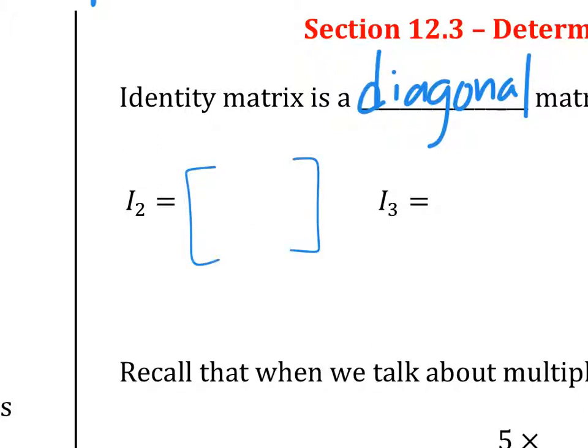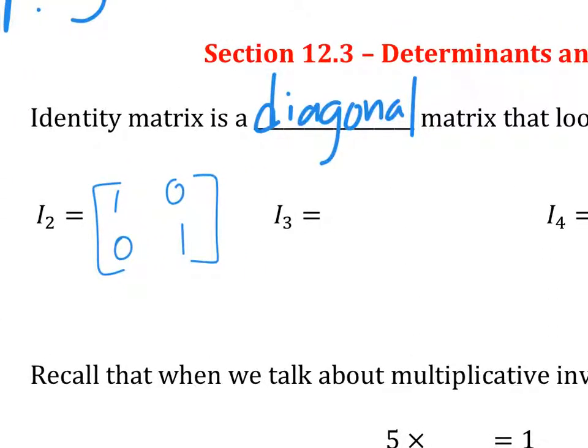And the way an identity matrix looks like is that it starts with 1 on the top left corner, and then the whole diagonal is 1. And then everything else is a 0. Okay, the whole diagonal is 1, everything else is a 0. The diagonal has to go from the top left to the bottom right. So that's how the diagonals go.